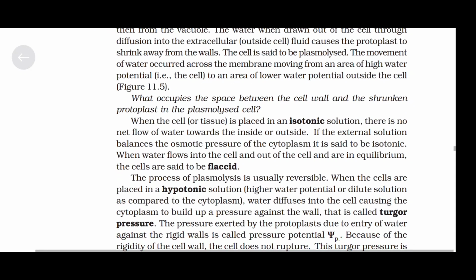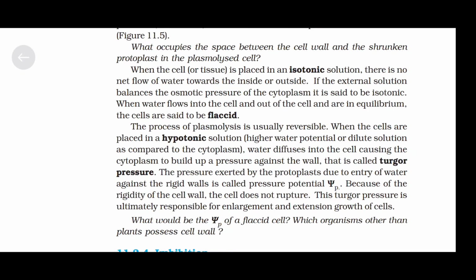Figure 11.5. What occupies the space between the cell wall and the shrunken protoplast in the plasmolysed cell? When the cell or tissue is placed in an isotonic solution, there is no net flow of water towards the inside or outside. If the external solution balances the osmotic pressure of the cytoplasm, it is said to be isotonic. When water flows into the cell and out of the cell and is in equilibrium, the cell is said to be flaccid. The process of plasmolysis is usually reversible.